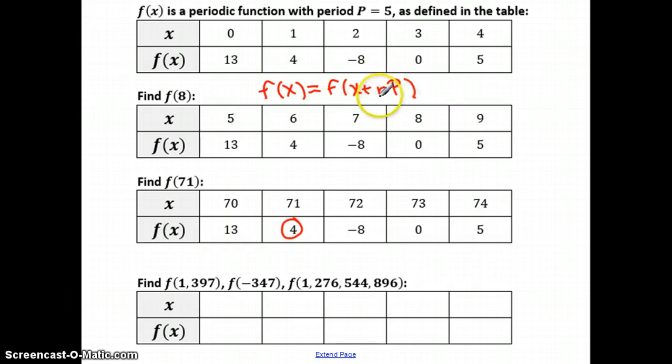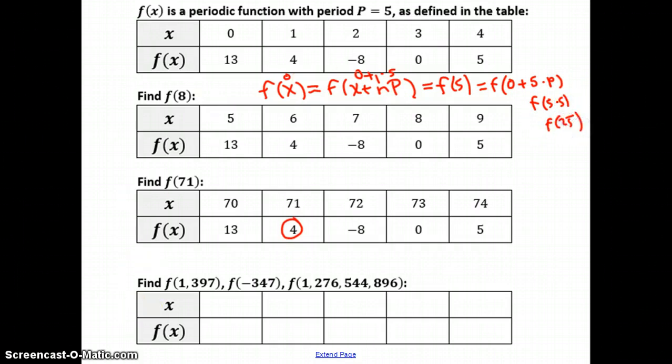So this n is some number of periods. In other words, if x is 0 and I go 1 period, and I know that my period is 5, I'm going to have x is 0, 1 period of 5 gives me f of 5. This is also equal to f of 0 plus 5 periods, which would be f of 5 times 5, or f of 25.